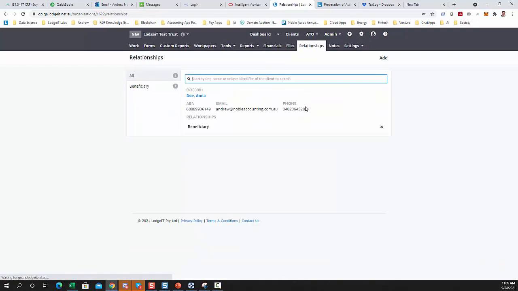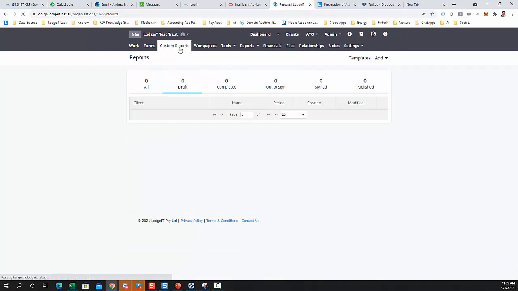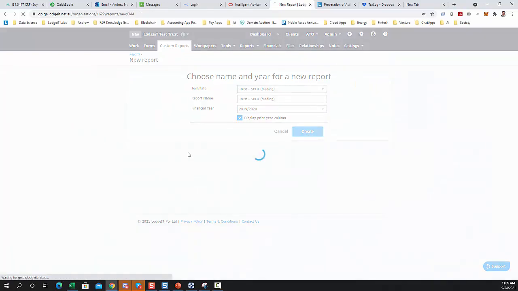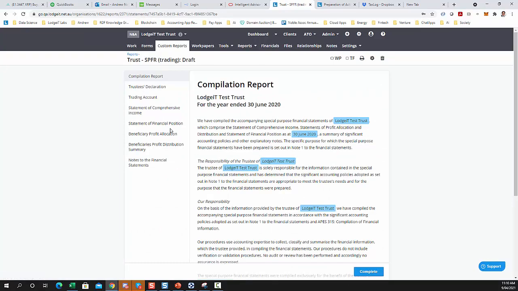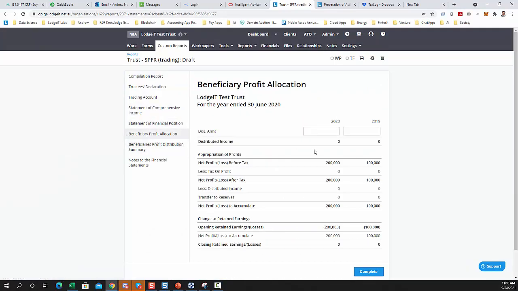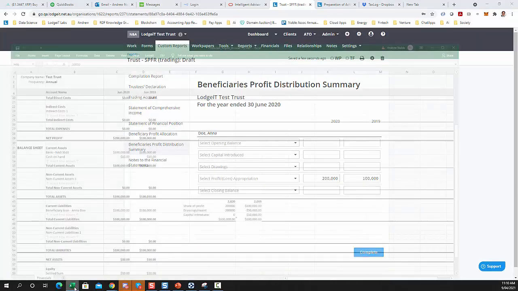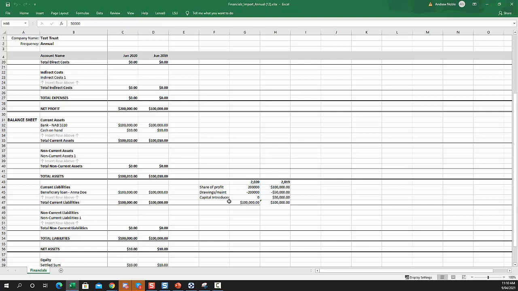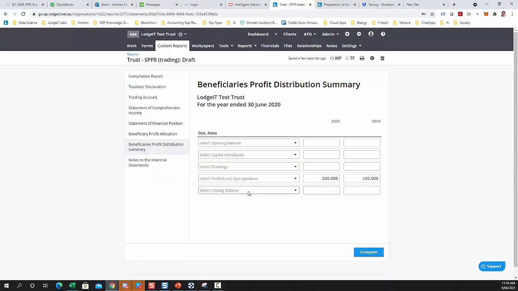So we're back here now, we've established the beneficiary. We can now go to our custom reports, and we can add in a trading entity for 2020, and create that. So we've now got to split out the profit, which is pretty easy. And right, profit's all split. If there were multiple beneficiaries, you simply split it out manually like this. And we know that we want to reflect this view. So we've got to put in our drawings and our capital introduced. We've put in our profit. And we first set the closing balance.